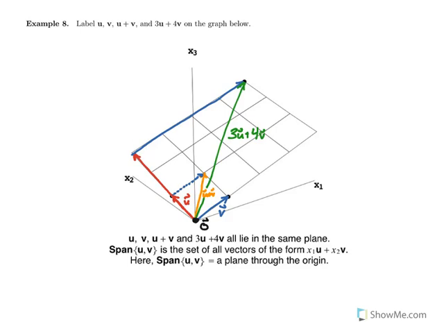And we have that u, v, u plus v, 3u plus 4v, 0, all of these vectors all lie in the same plane. And we say that the span of 2 vectors here is the set of all vectors of the form x1u plus x2v, where x1 and x2 are scalars. And in this case, the span of u, v is a plane through the origin. It has to go through the origin because 0 is a part of that as well. It is all the linear combinations of those vectors.